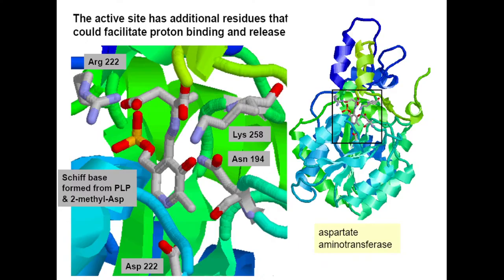Now you can see the active site of aminotransferases. It is a derivative of pyridoxine, vitamin B6, which provides interaction between amino acids and alpha-keto acids.